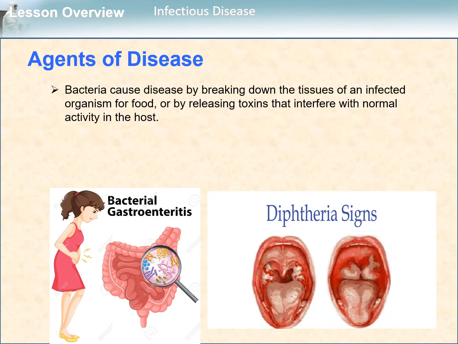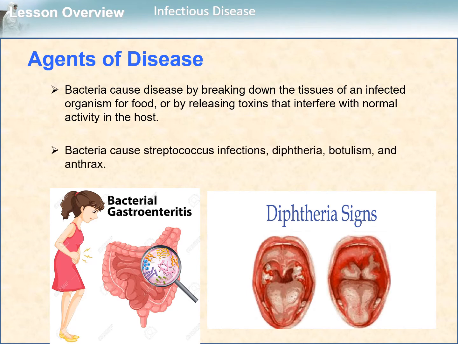How about bacteria? Bacteria cause disease by breaking down the tissues of an infected organism for food or by releasing toxins that interfere with normal activity in the hosts. Examples of these diseases are streptococcus infections, diphtheria, botulism, and anthrax.